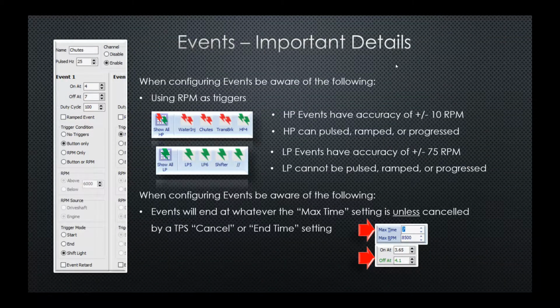Before moving on to program an event, there's some important details that we need to talk about. When configuring events, be aware of the following. When you're using RPM as triggers, high power events have an accuracy of plus or minus 10 RPM. High power events can be pulsed, ramped, or progressed. Low power events have an accuracy of plus or minus 75 RPM and cannot be pulsed, ramped, or progressed.